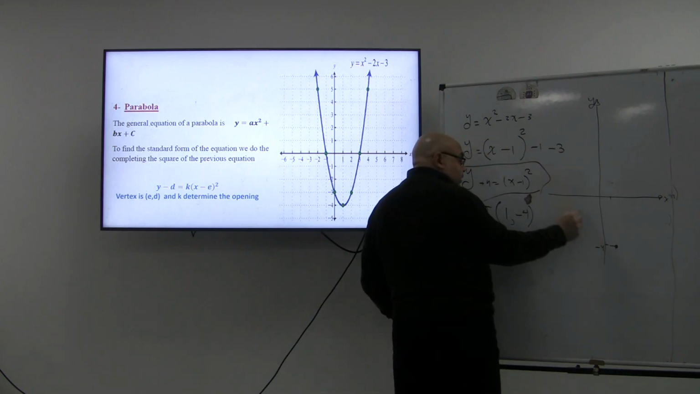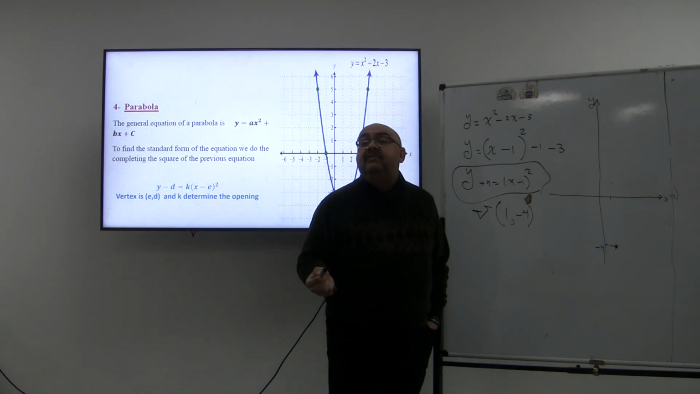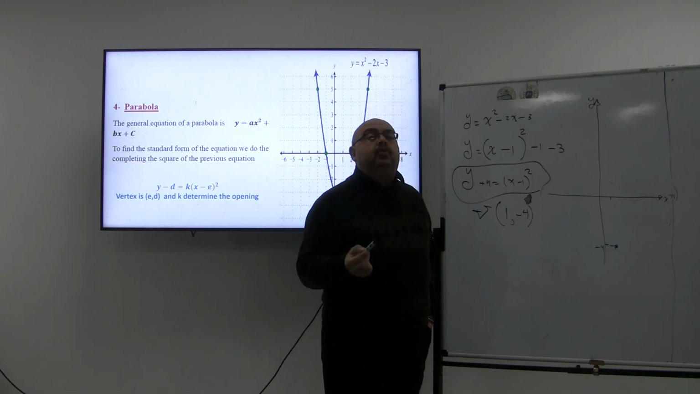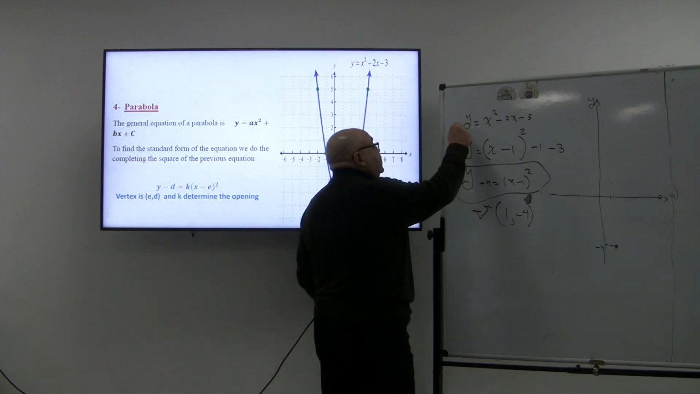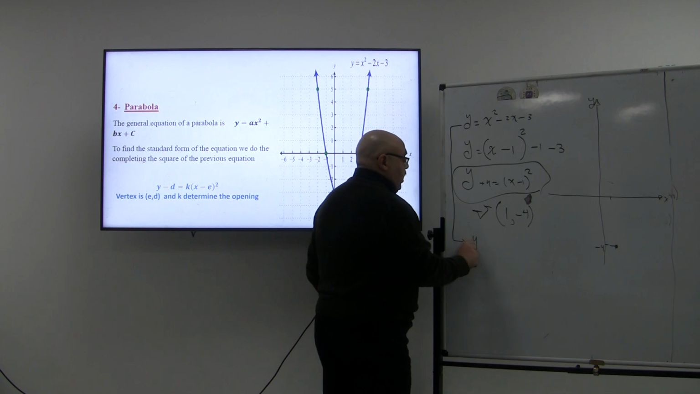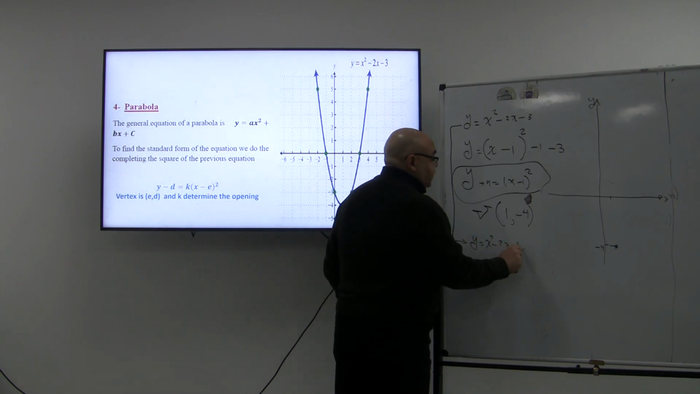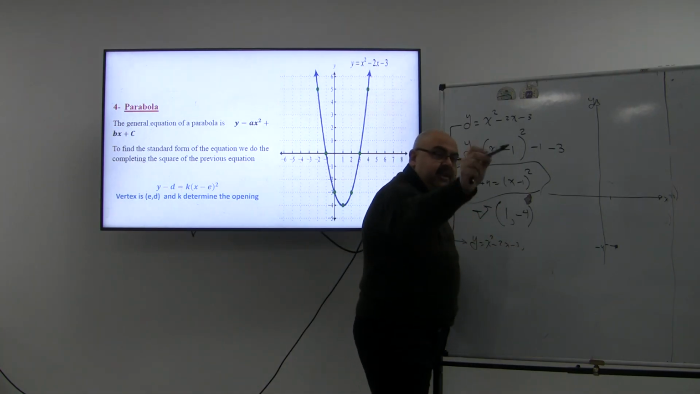And then now I need to draw my parabola, but I will face a problem. It will hit the x-axis. How to get exactly where it's going to cut the x-axis? It's very, very simple. I will take this equation, which is y equals x squared minus 2x minus 3, and I will solve it with the equation of the x-axis. What's the equation of the x-axis?